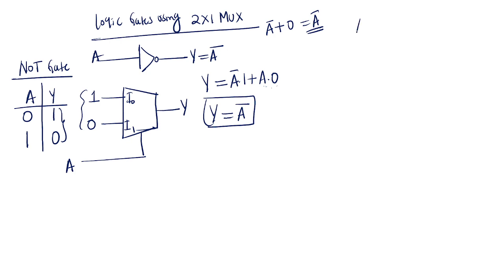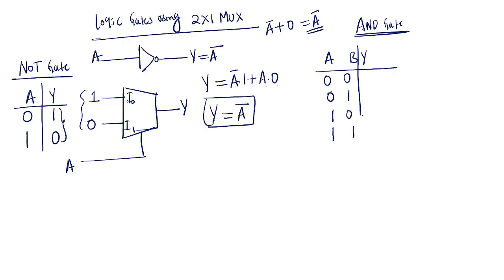Okay. Next, AND gate. First you write the truth table: A, B, and output Y. Output Y: 0, 0, 0, 1, 1, 0, and 1, 1. You need to group 3 bits. As this is 0, you need to consider A as the selection line.